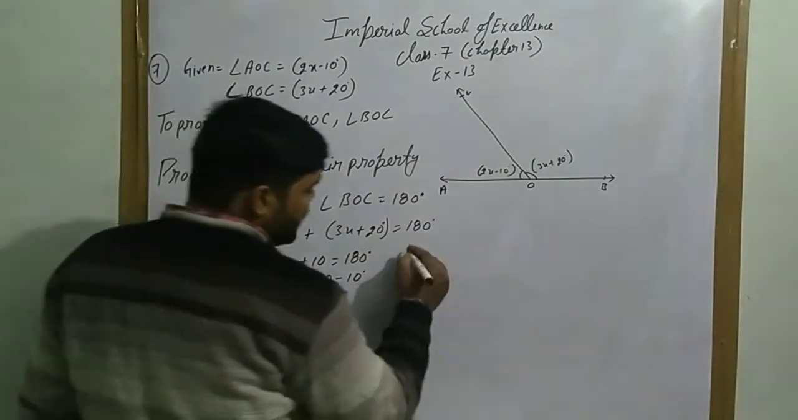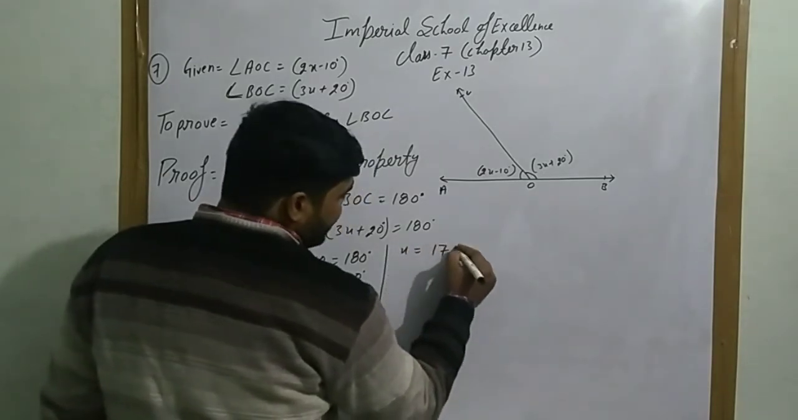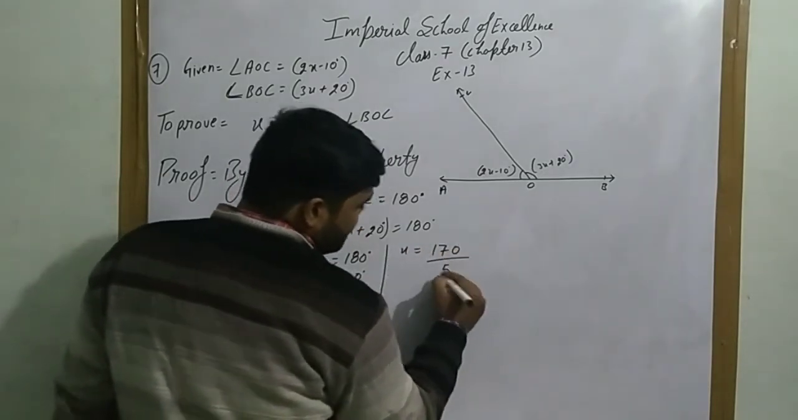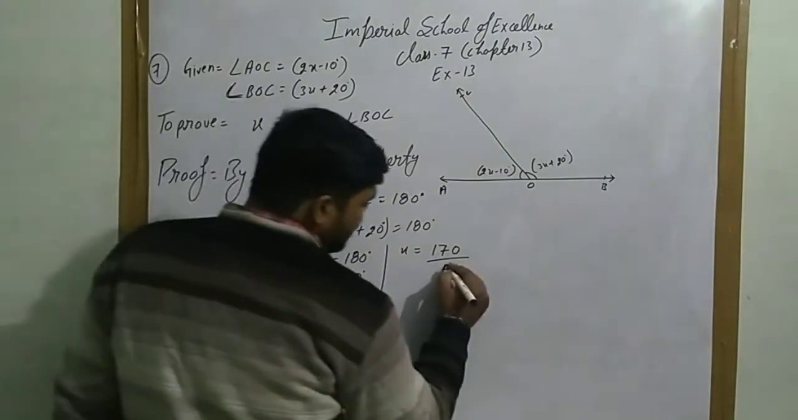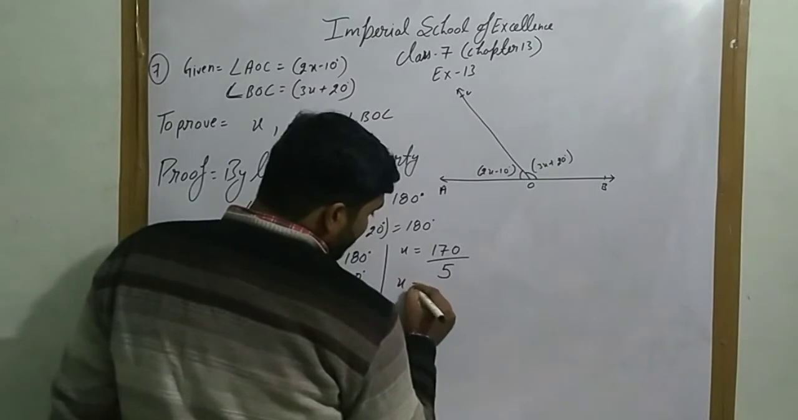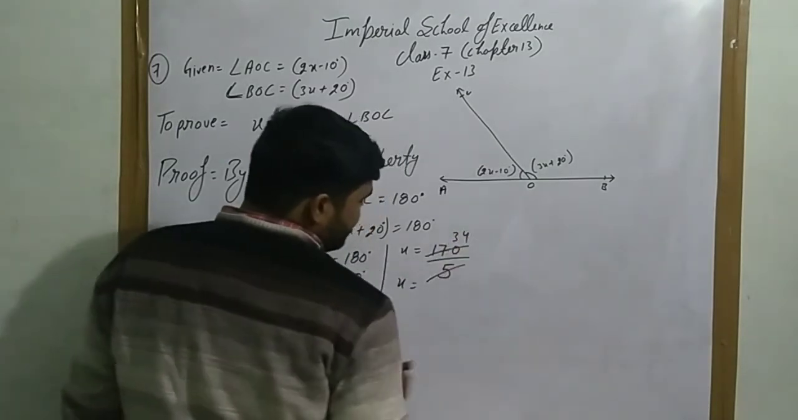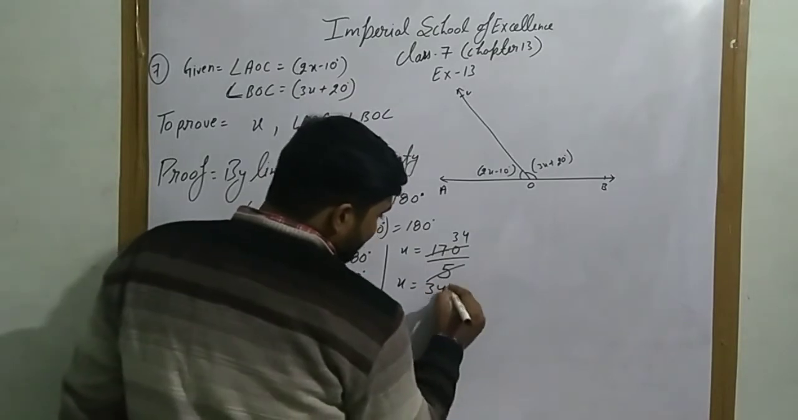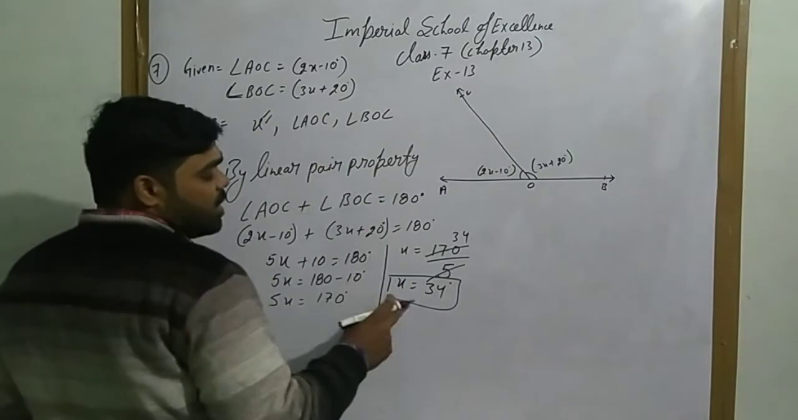Now what will you do? x equals 170 upon 5. When you cancel out, 5 times 34 is 170, so x equals 34 degree. So the value of x we have found here is 34 degree.